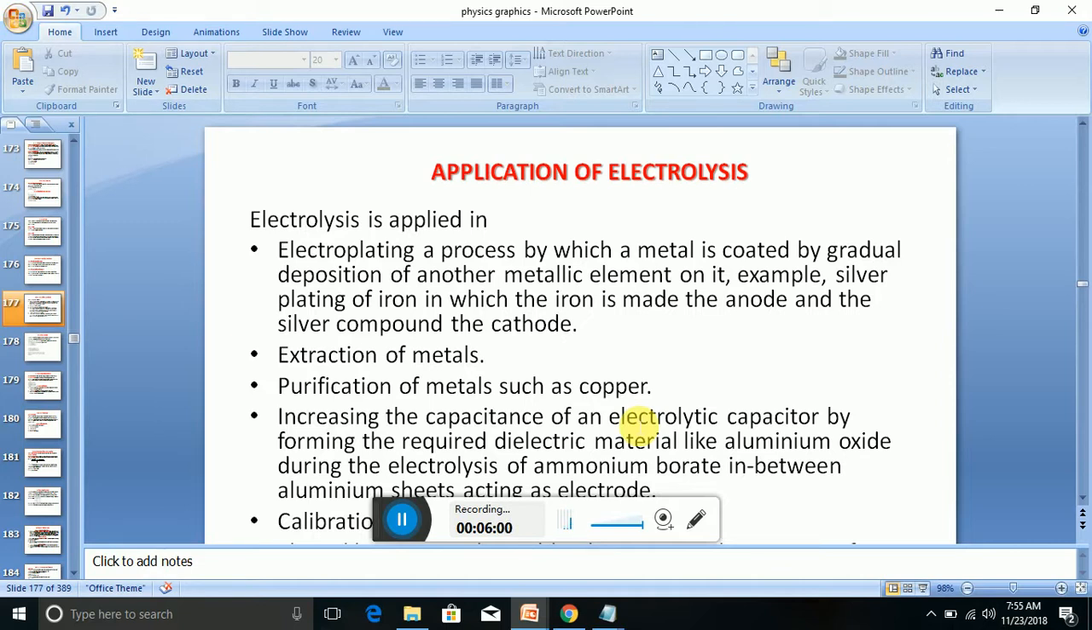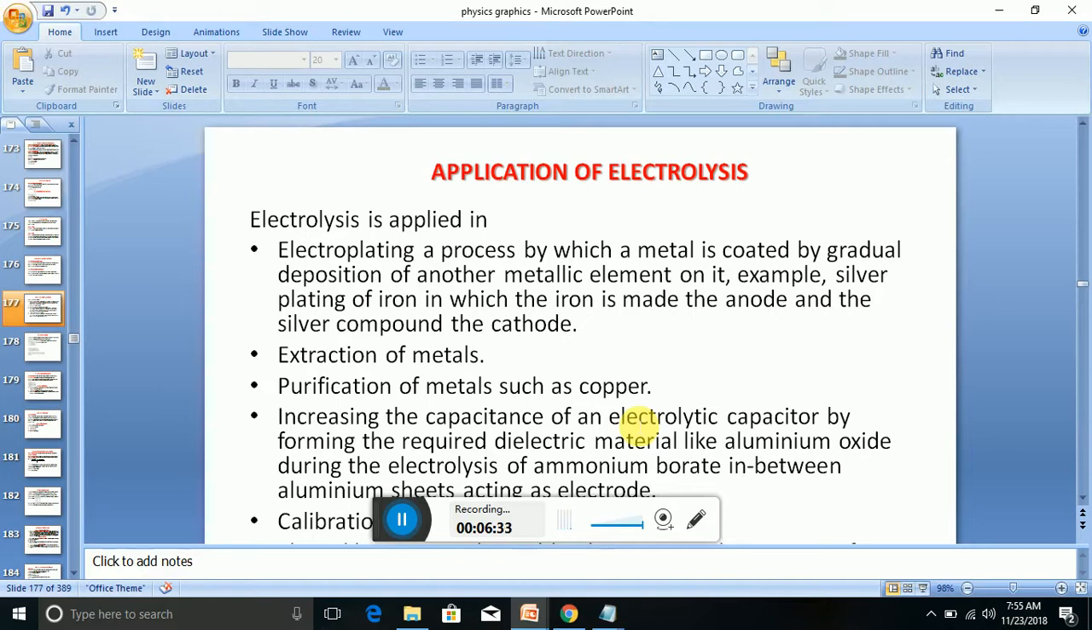Now that we know what electrolysis is, the decomposition of solutions when electricity is passed through them, and that in every electrolysis setup there is always an anode, through which the electric current enters the solution or the electrolyte, and there is always a cathode, through which the electric current leaves. So in every electrolysis setup there must be two electrodes, anode and cathode. So what are the applications of electrolysis?